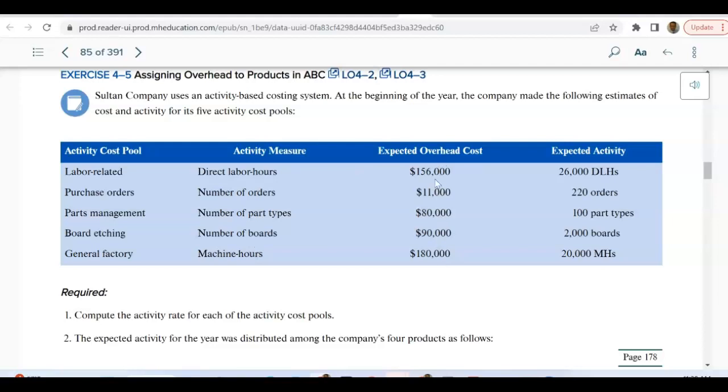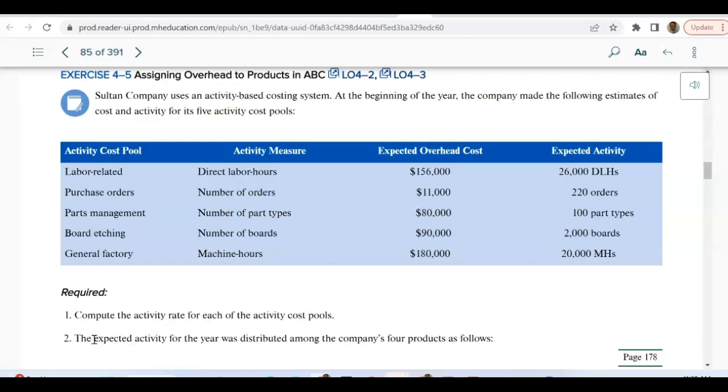Expected overhead cost for each one of those activity cost pools has already been gathered and given to us. Expected activity also has been given to us. So the hard, time-consuming part is already provided. It is time-consuming for a company to gather all this data, but it's given to us. So our job is to compute the activity rate for each of these activity cost pools.